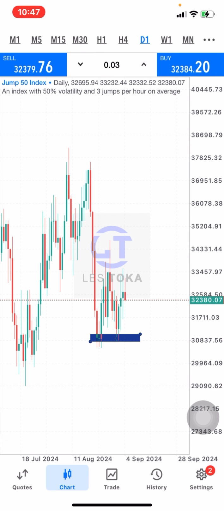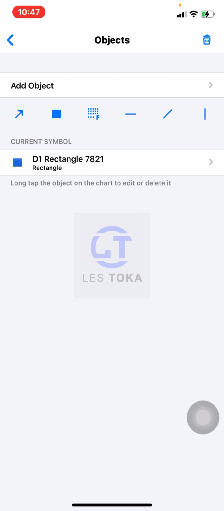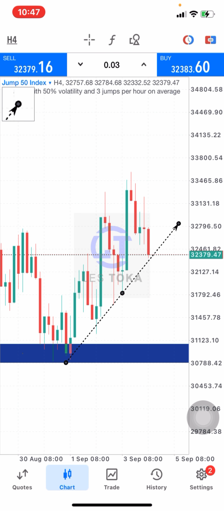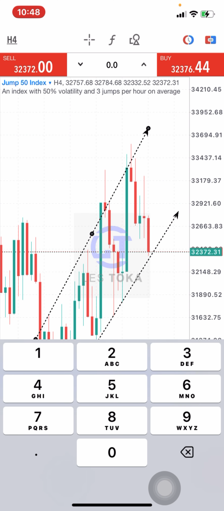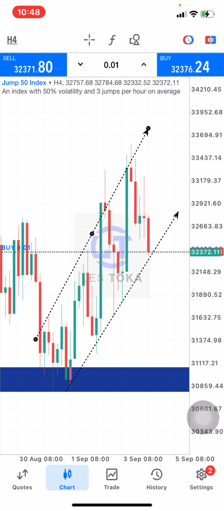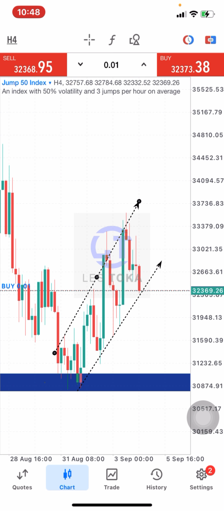But let's just visit the H4. On the H4, I've noticed a bullish continuation trend or channel here, meaning that the market is still continuing to push to the upside. So that right there is a retracement. I'll just go ahead and enter 2 positions there, because we are on a $10 account. We don't want to risk a lot here. And let's just see how things play out.